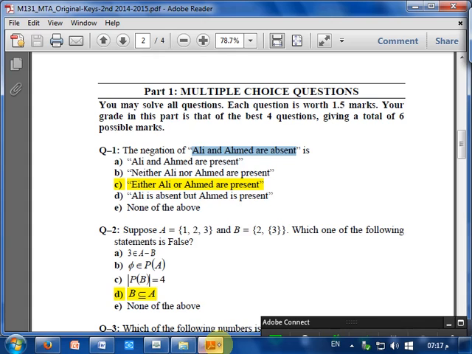It is and. Ali and Ahmad are absent. So the negation of it is either of them is present. Both of them are absent? Neither Ali nor Ahmad is present, and both are absent again. Ali and Ahmad are present. Either Ali or Ahmad is present. Ali is absent, but Ahmad is present. It's just to make the negation of it.